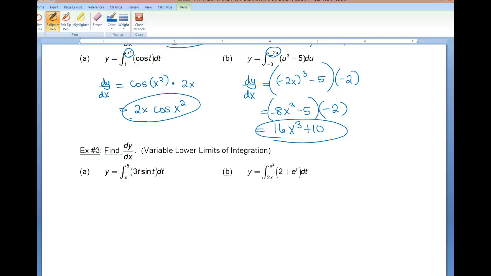Now, sometimes our lower limit is not a constant, or in this case, they're switched. So our rule only applies when the variable is in the upper limit. There was a rule that we applied on the last quiz. If we change it to a negative, that allows us to switch the bounds. So dy dx is going to be negative 3x sine x, and in this case we don't have to apply the chain rule, so that's our answer.